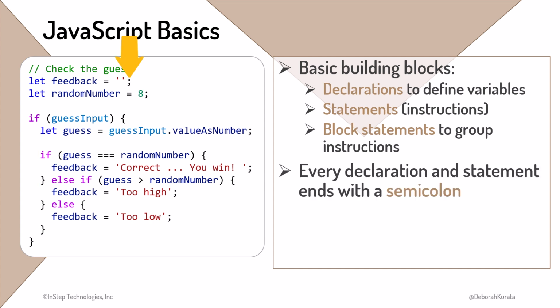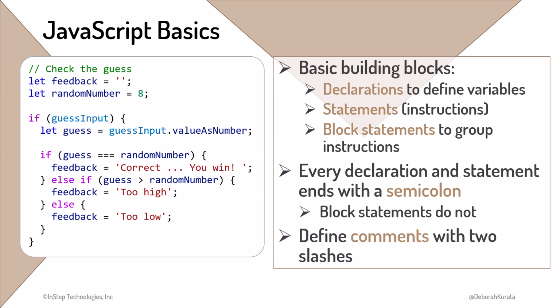Every declaration and statement ends with a semicolon. Block statements do not. Notice that there are no semicolons after our closing curly braces here in our blocks. Define comments with two slashes, as shown here. Comments are ignored when the script is run, but they are useful for us humans reading the code.